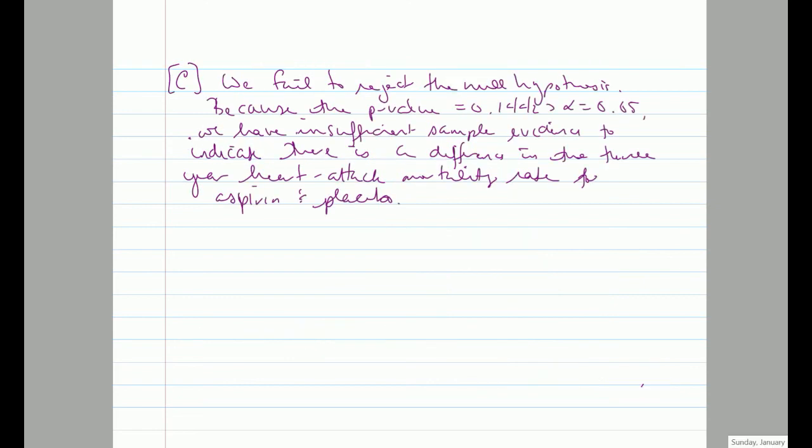So now we can write our conclusion. We fail to reject the null hypothesis because the p-value equals 0.1442, which is greater than alpha equals 0.05. We have insufficient sample evidence to indicate there is a difference in the 3-year heart attack mortality rate for aspirin and placebo.